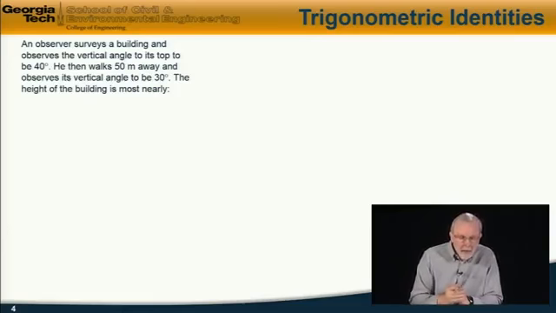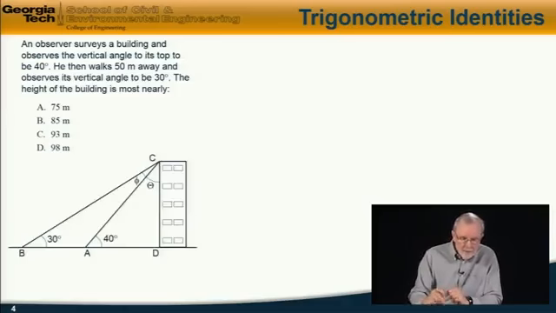Let's do an example on that. The question is, an observer surveys a building and observes that the vertical angle to its top is 40 degrees. He then walks 50 meters farther away and observes the vertical angle to be now 30 degrees. The height of the building is most nearly which of these alternatives?